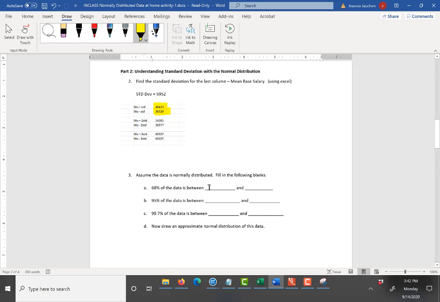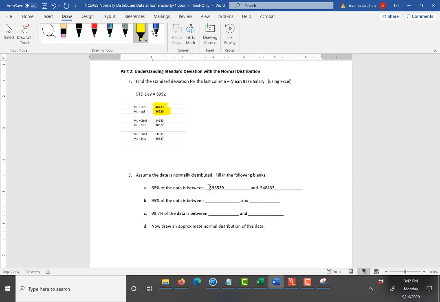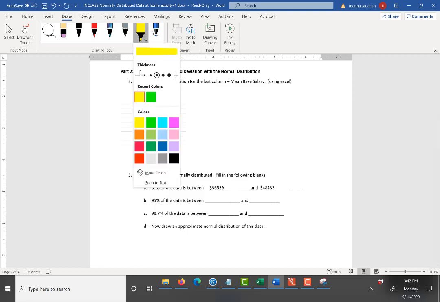This should be 36,529 and 48,433. And these are dollars, right? So these are salaries. So 68% of the teachers make between $36,500 and $48,400. 68%. That's amazing because it's roughly 70%. It's a huge chunk.